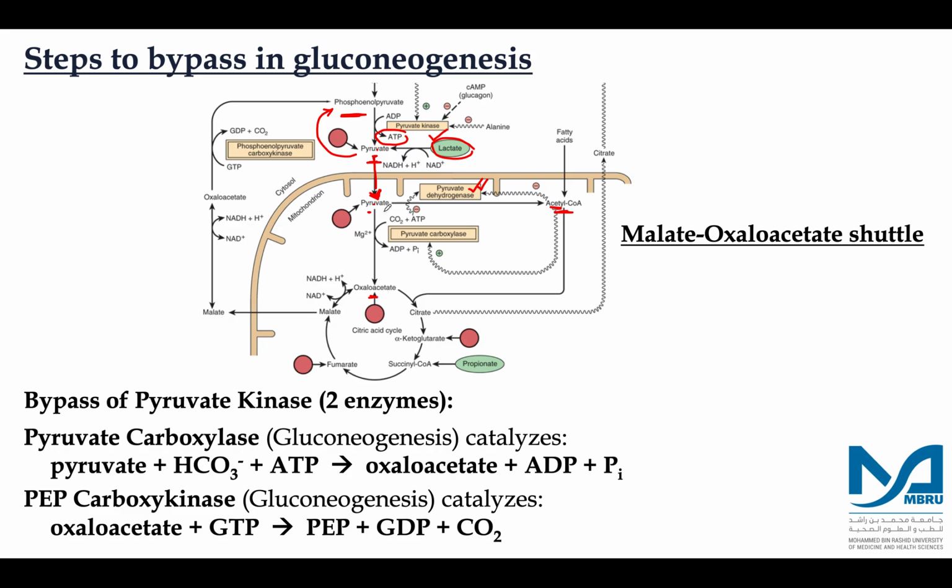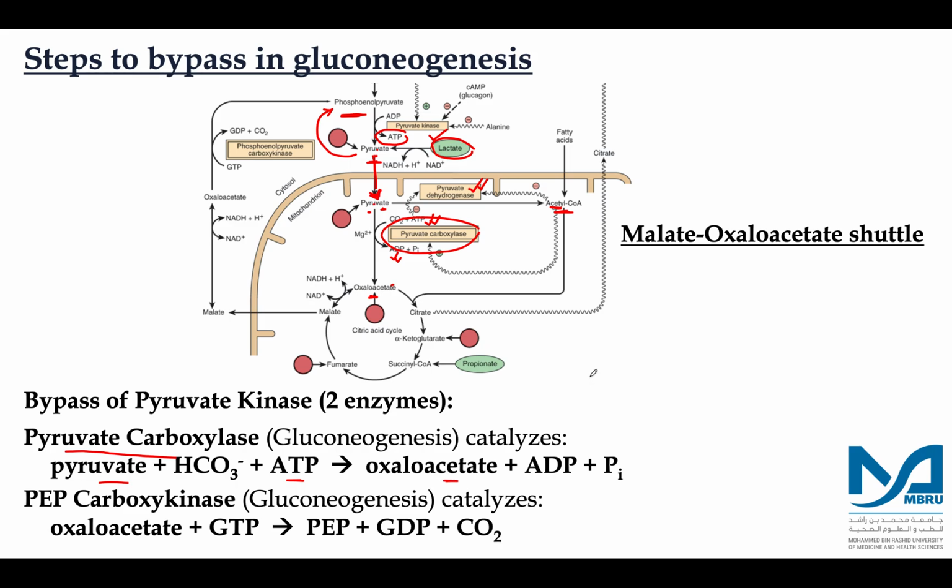So pyruvate is converted to oxaloacetate, and this particular process is catalyzed by an enzyme known as pyruvate carboxylase. This conversion from pyruvate to oxaloacetate requires the investment of one ATP molecule, which is converted to ADP. So the first step: pyruvate carboxylase converts pyruvate, in the presence of ATP, to oxaloacetate.